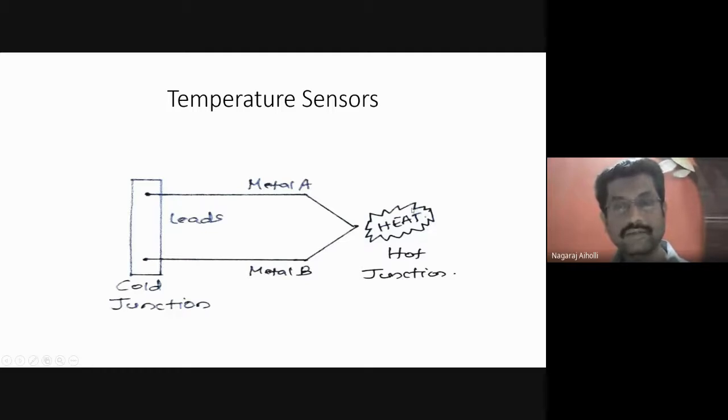This heat energy makes the voltage to be produced in this circuit, and also the current flows. This current will be measured, and then indirectly we are measuring how much heat energy we have applied to this junction. This is one example, or the figure, which illustrates the functioning of the temperature sensors.